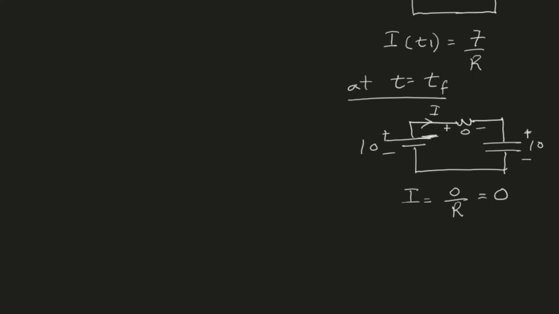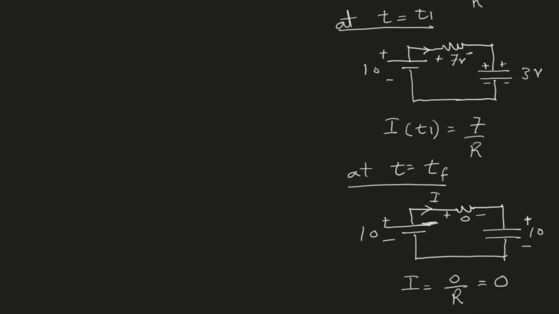Therefore, we say that when we place a capacitor in a circuit, initially there is a current flow, but once the capacitor is charged, then the circuit is an open circuit because the capacitor looks like an open circuit.